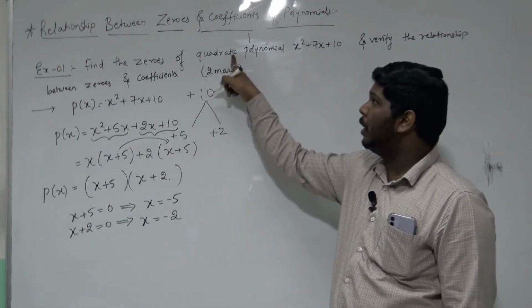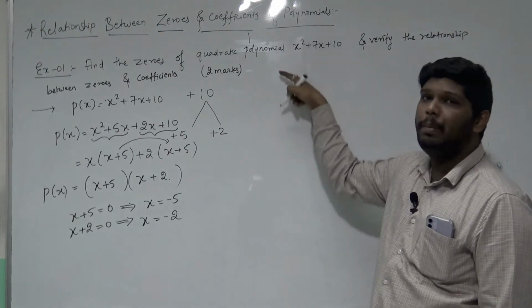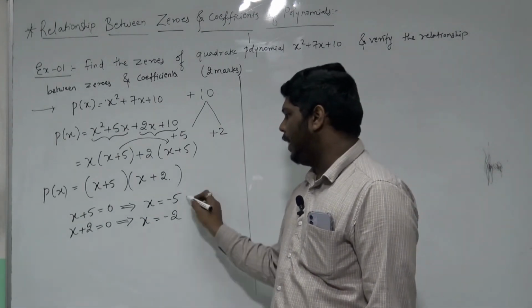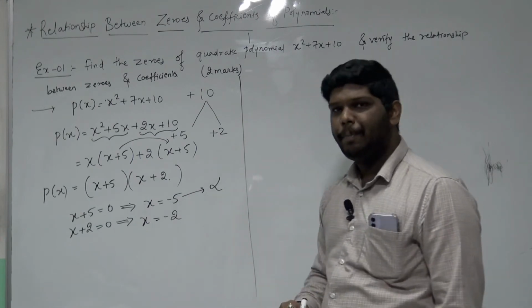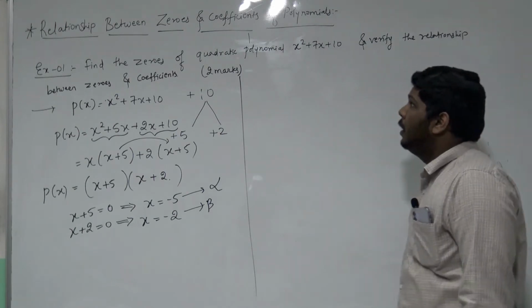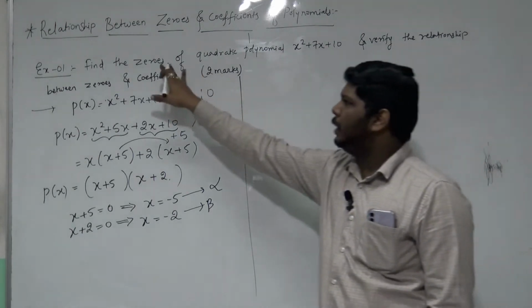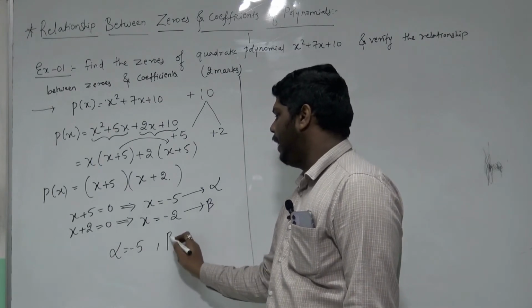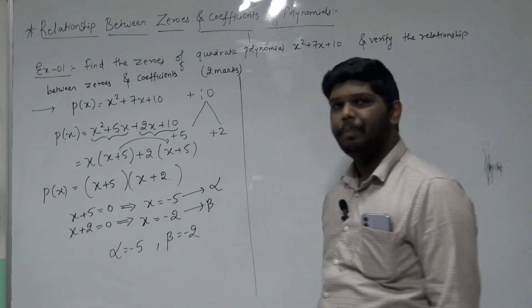If I keep it in the quadratic polynomial, obviously the value will be equal to 0, right? So if I say these are my zeros, can I say the first value will represent alpha and the second value will represent beta, correct? Now the first part of the question is over. Find the zeros. So what are my zeros? Alpha is equal to minus 5 and beta is equal to minus 2, right?